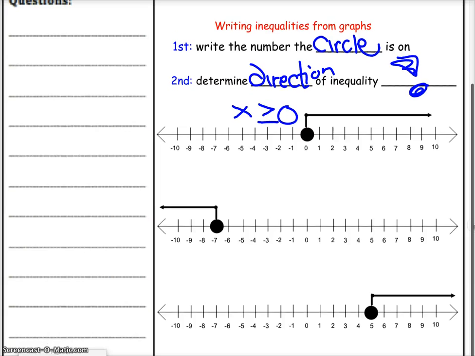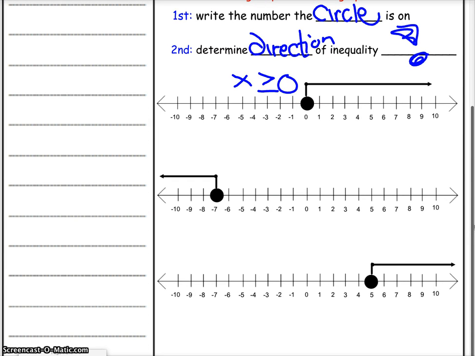Okay, next one. I always start with my variable, x. And I'm getting smaller now because I'm going to the left. So I say x is smaller than or equal, because it's colored in, smaller than or equal to -7.